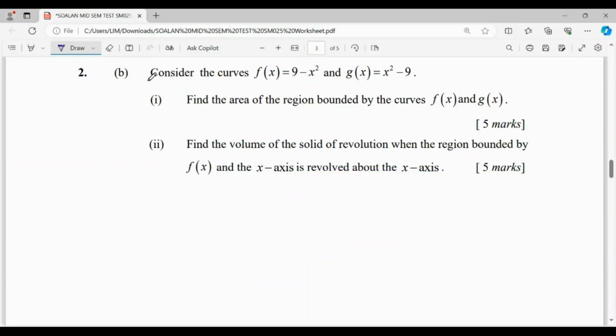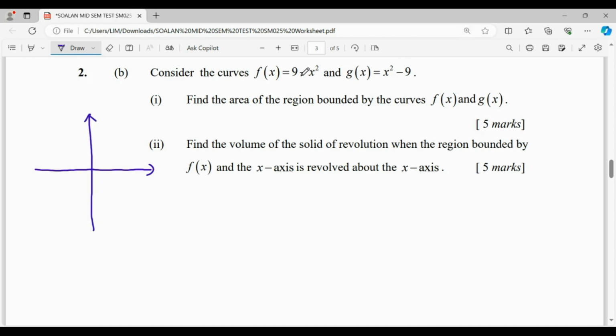For this question, consider that the curve of f(x) is a quadratic, 9 minus x squared, and g(x) is also a quadratic, which is x squared minus 9. First, we need to find the area bounded by these two curves. Then we need to find the volume of the solid of revolution when the region bounded by f(x) and the x-axis is revolved about the x-axis. So first we need to draw out the graph to identify the region bounded.